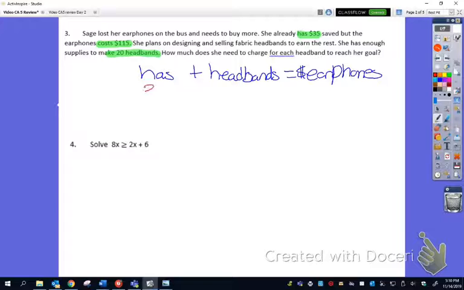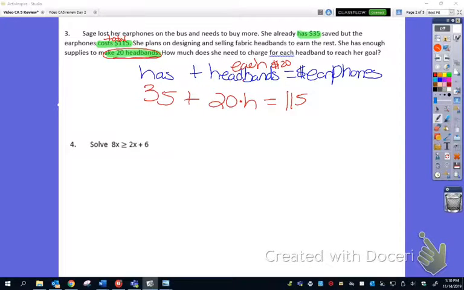Okay, so how much money does she have? She has 35, and she is going to sell headbands, doing 20 headbands. So she gets $20 for each headband. Okay, so each headband is $20. So that's 20 times x equals the headphones. This is the total right here. So 115 is the total.